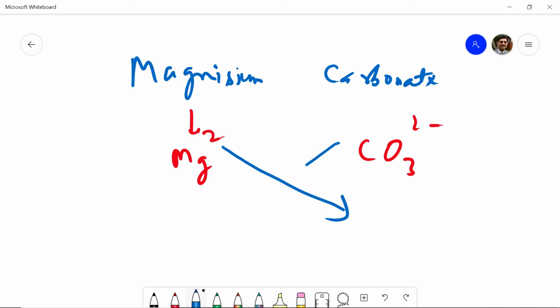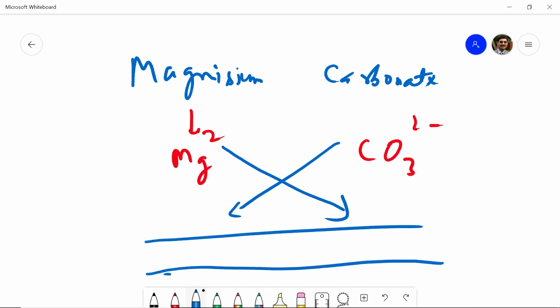So we crisscross then 2 and 2, both sides it is 2. As before, we forget minus or plus, so MgCO3. So like that the formula of magnesium carbonate is MgCO3.